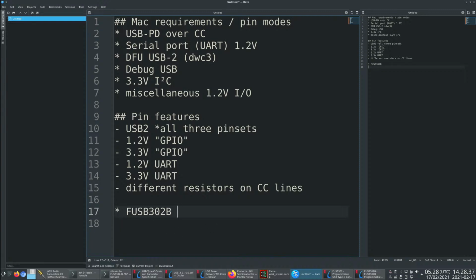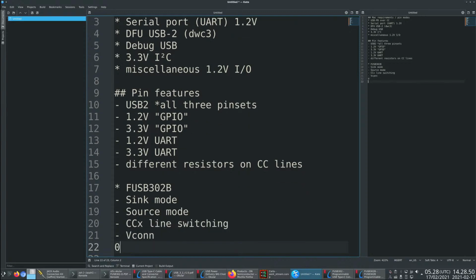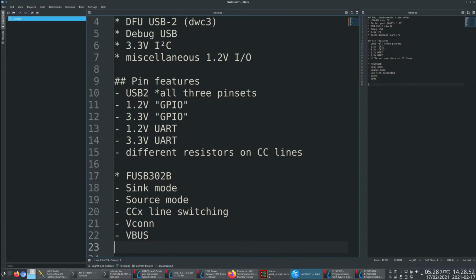So we have this chip, right? And it can do the regular communications. It can handle sink mode. It can handle source mode. It can handle the line switching. It can handle VCONN. It can measure VBUS, which is another thing that is nice to have, because if we are using this as a test device to, say, test the USB power supply, then we can request a certain voltage and check that it's actually getting delivered.